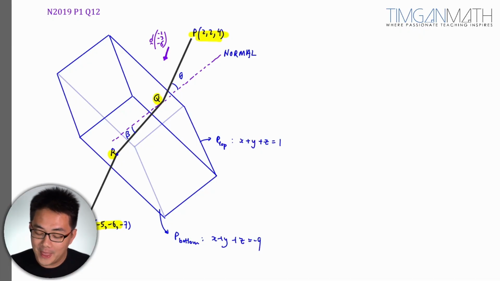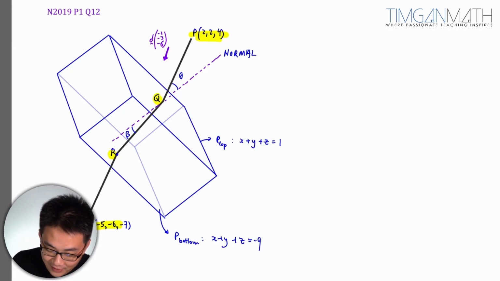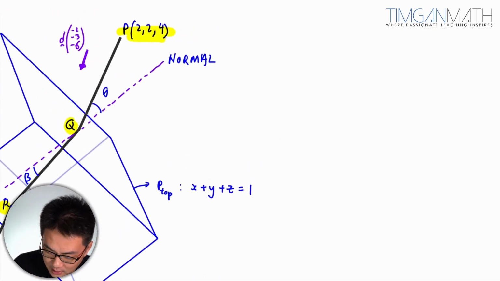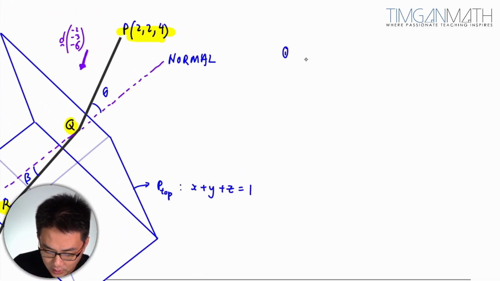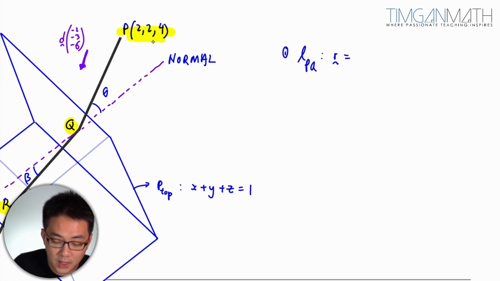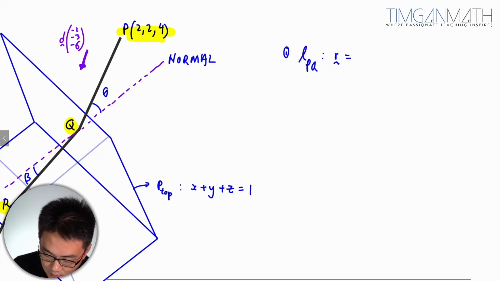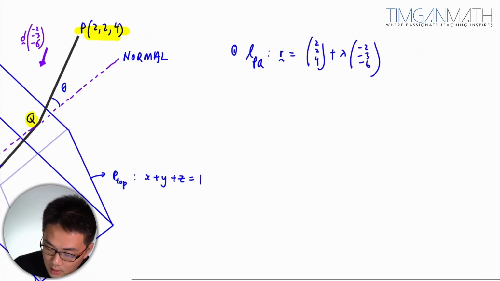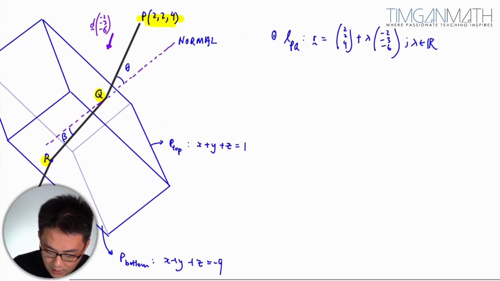Find the exact coordinates of P and Q. This is a 5 mark question, and a really good one. The first thing is to find the line equation of PQ. L_PQ is r equals OP, since the line PQ passes through P. So this will be (2, 2, 4) plus lambda (-2, -3, -6), which is the direction of the light, where lambda is a real value.